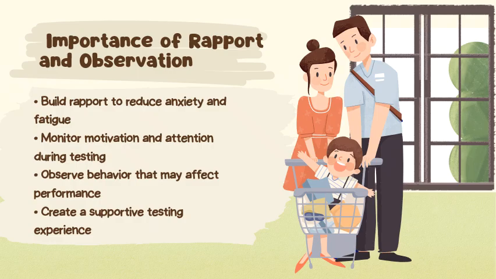Building rapport with the child is essential for accurate assessment. Anxiety, fatigue, and low motivation can all lower test performance. When examiners create a supportive and calm environment, the children are much more likely to show their true abilities. Observation during testing is also important. The examiner should note attention, effort, and emotional responses, because these factors all help explain the test scores and guide interpretation.